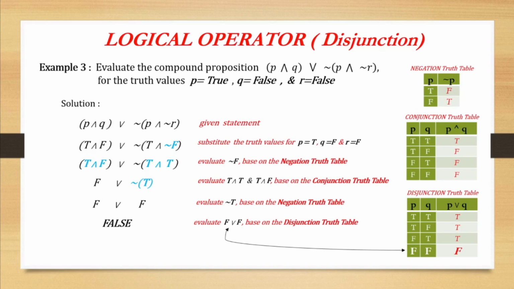Therefore, we can say that the given statement, the quantity of P and Q, or the negation of the quantity P and negation R, is a false statement.